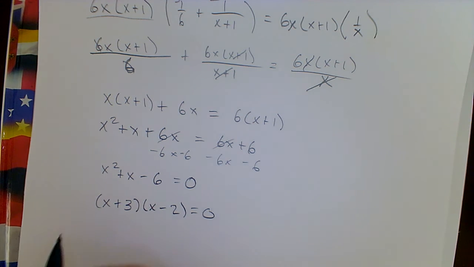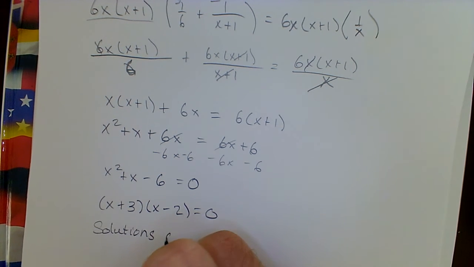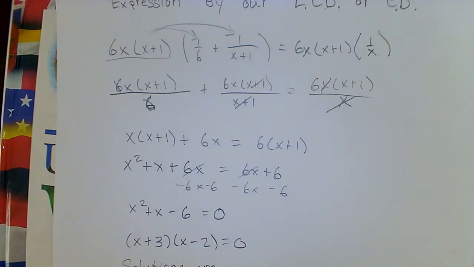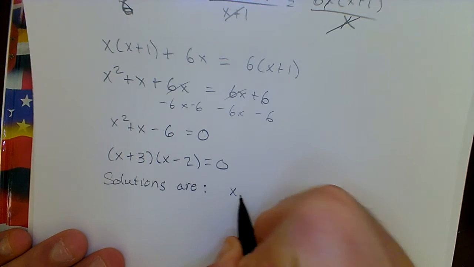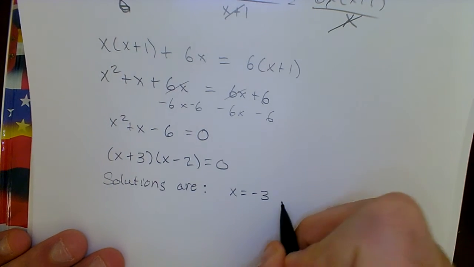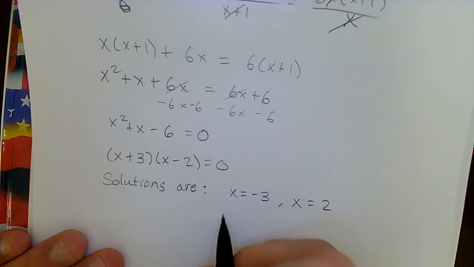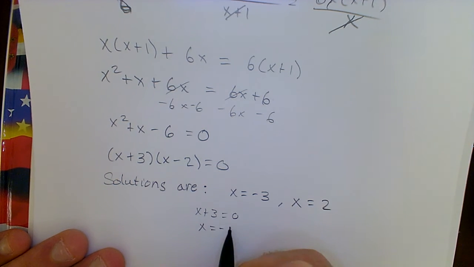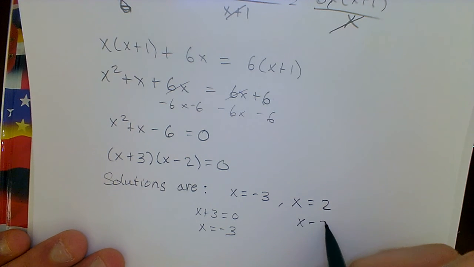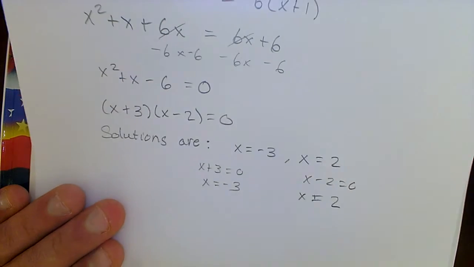Alright, so our solutions are x equals -3 and x equals 2, right? I just skipped a step where I set them equal to 0 separately, but for this one you would get x plus 3 equals 0, and then x equals -3. For this one, you get x minus 2 equals 0, so it's x equals 2.